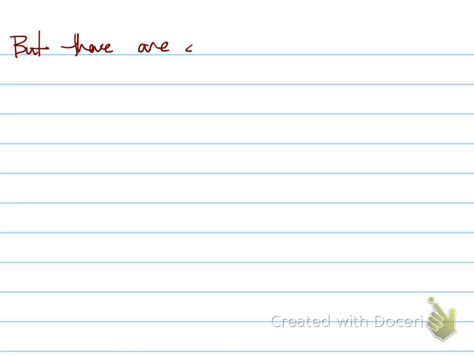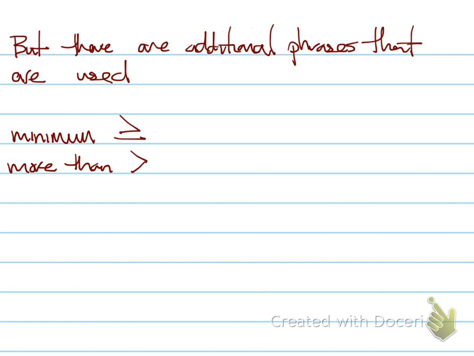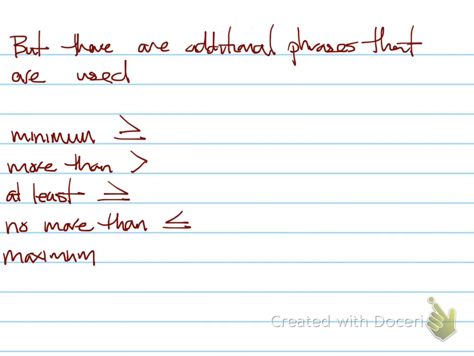But oftentimes there are other words and phrases that are used besides the names for those four inequalities. Like minimum. Minimum implies a greater than or equal to symbol. You may see the phrase more than. That infers a greater than symbol. At least implies greater than or equal to. No more than implies less than or equal to. And a maximum implies less than or equal to.